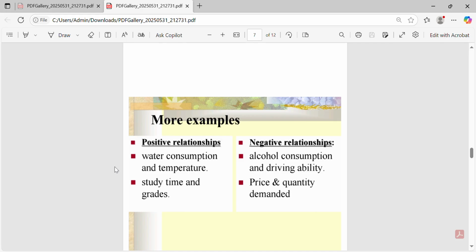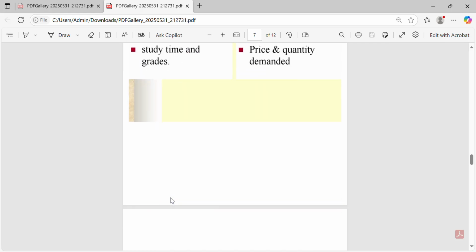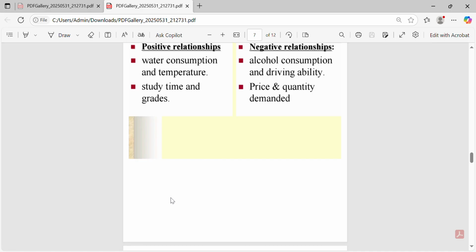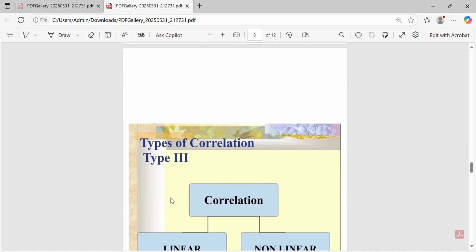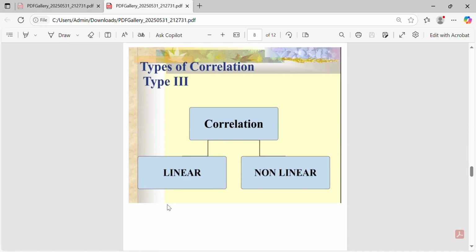In a negative relationship, examples are price, quantity and demand. Demand depends on the price of the object we want to purchase, and it will be considered on that basis. And in correlation, the second type is linear and non-linear correlation.